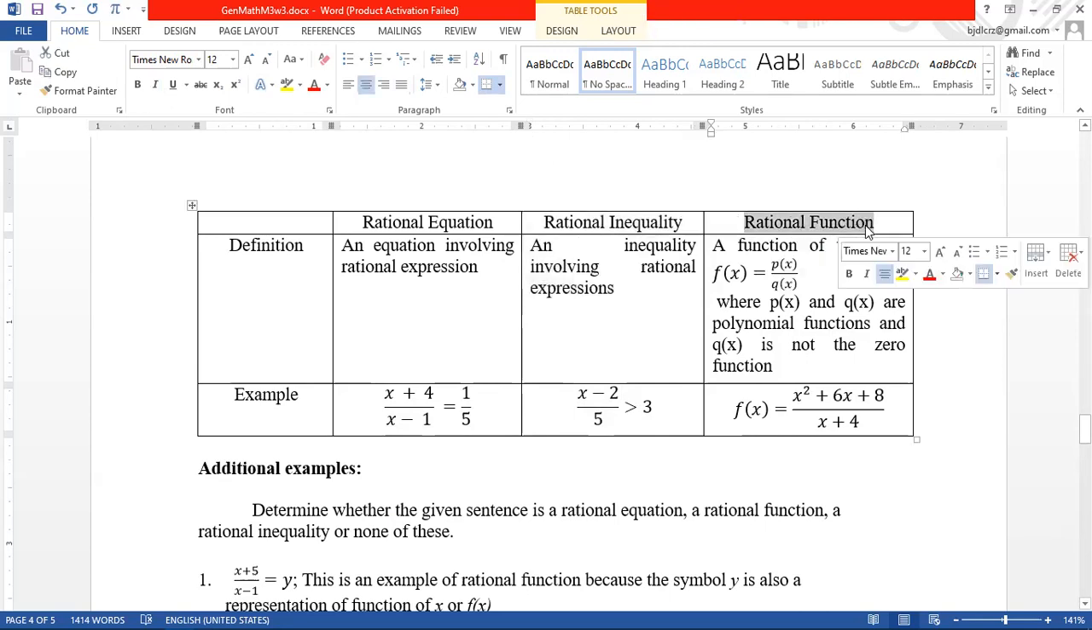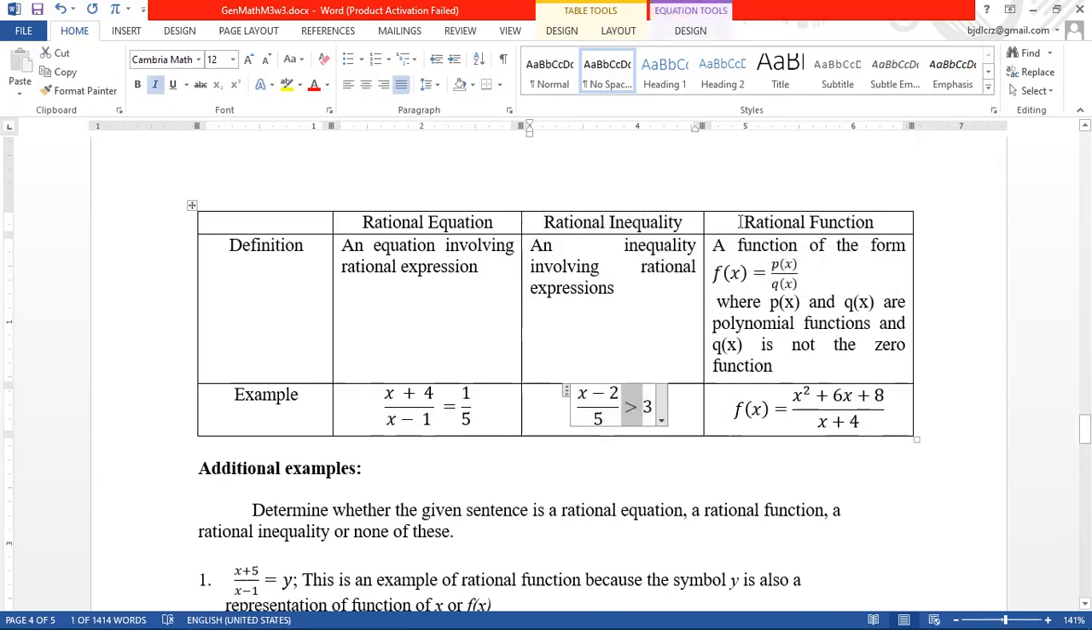And for the rational function, it is a function of the form f of x is equal to p of x over q of x, wherein p of x and q of x are polynomial functions and q of x is not the zero function. Okay. For example, this one. Okay. Rational equation, rational expression with equal siya ha. Kaya mo ma equation god. So for rational inequality, na siya yung aning mga symbols. For rational function, na siya f of x.